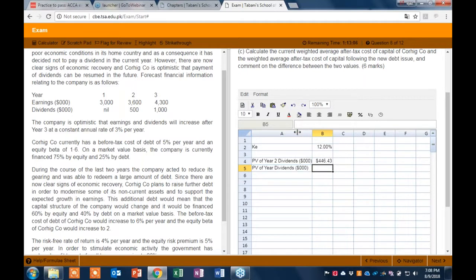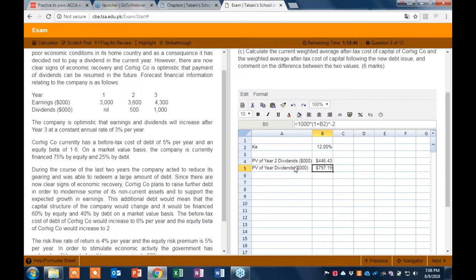So we'll just copy this formula, and after copying this formula, we'll just change the variables. Instead of 500 in the third year, the dividend will be 1,000. 1 plus not B3, it's still B2, and raised to the power minus 2. So this will be the present value of dividends for year 2.